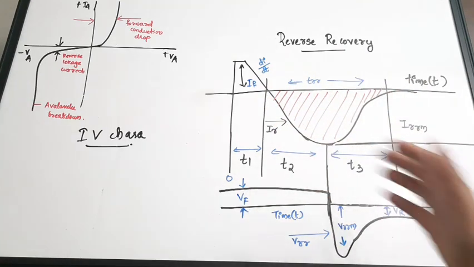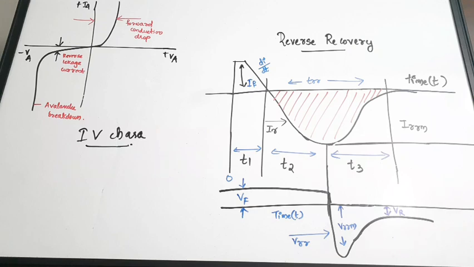Now, why this current will suddenly drop to a negative value is because there are some charge carriers which are being trapped in between the layers. Okay, so these charge carriers which are trapped or stored in between the layers, due to the presence of these charge carriers, or due to the flowing of these charge carriers, there is a negative current.